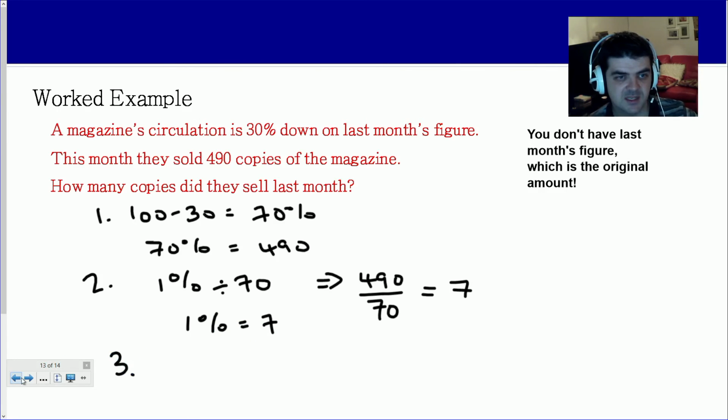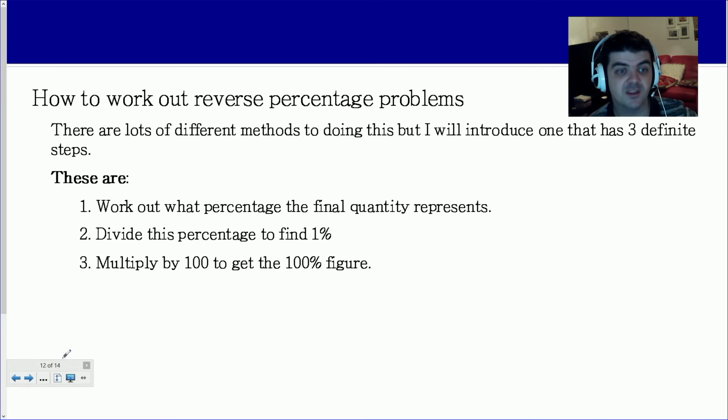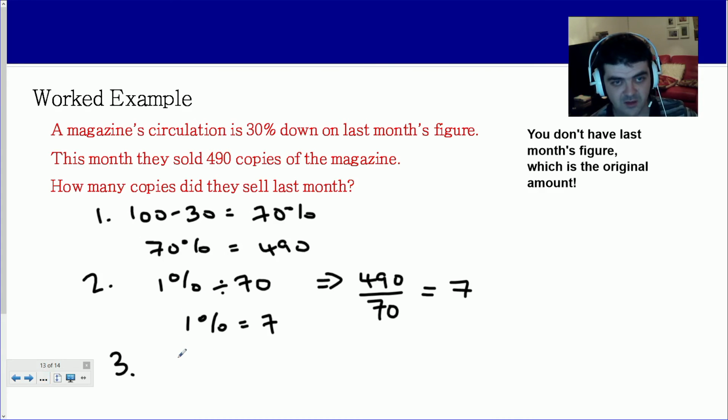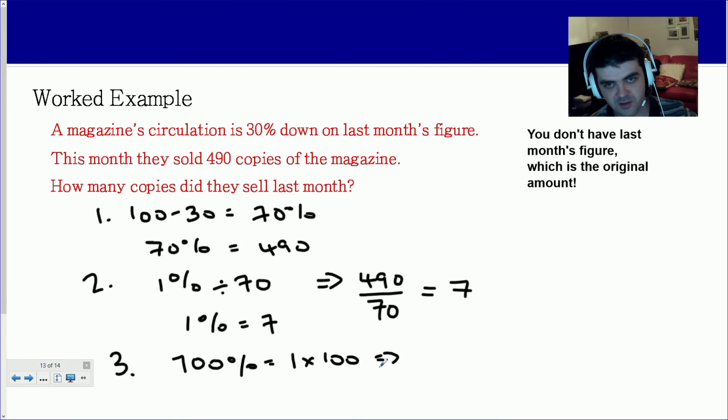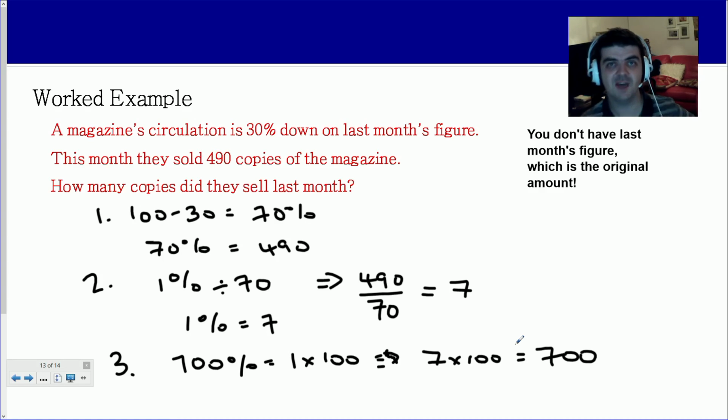Third step is, if we know what 1% is, we multiply by 100 to get the 100% figure. So for 1% is equal to 7, then 100% is equal to the 1% times 100, which is equivalent to, and equivalent is actually that one there, 3 lines together. Little bit of maths text speak for you there, to keep on throwing these little bits of notation for you. But equivalent is more like that, is equal to 7 times 100, which is equal to 700. So there were 700 copies of the magazine in total, and there's a way you can check using your existing skills, the ones you're very comfortable with.